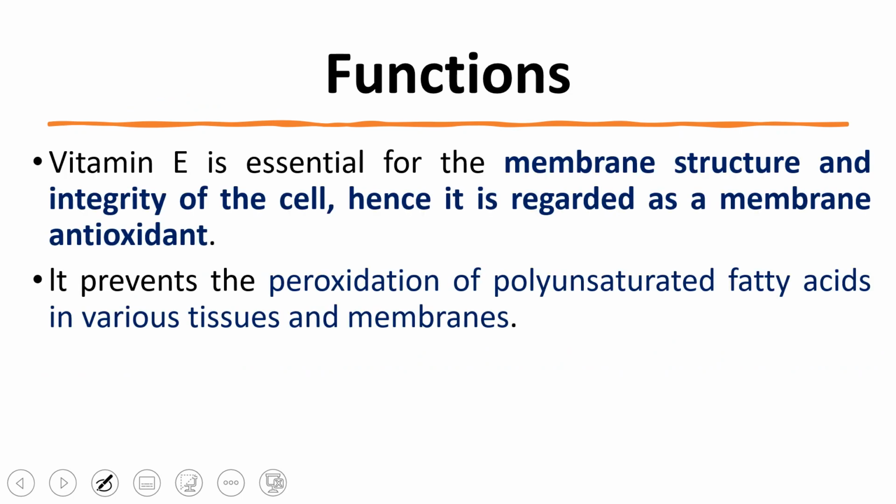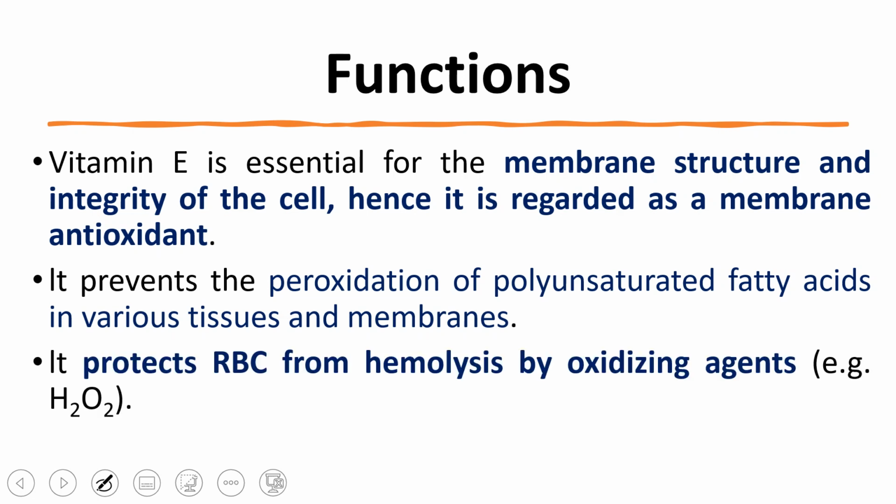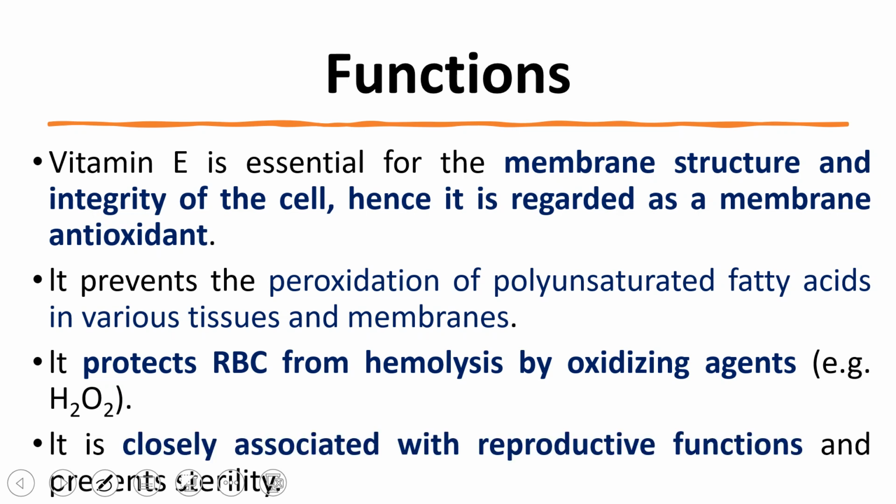Now, another function of vitamin E is that it is one of the essential components for the membrane structure and its integrity, the maintenance of the cell structure. Hence it is also considered a membrane antioxidant. Vitamin E prevents the peroxidation of different kinds of lipids and fatty acids, especially PUFA, polyunsaturated fatty acids, in different membranes. So it protects the membrane of different cells, and it also protects the membrane of RBC, protecting RBC from hemolysis by oxidizing agents like hydrogen peroxide or other components.